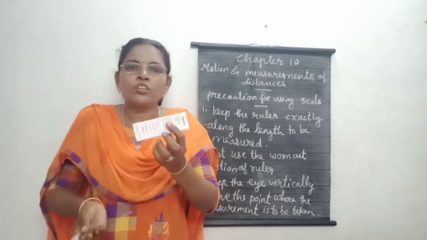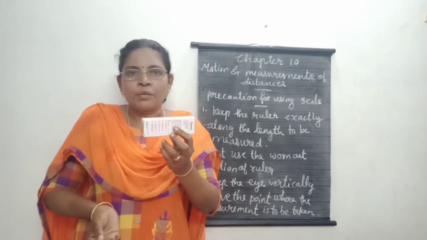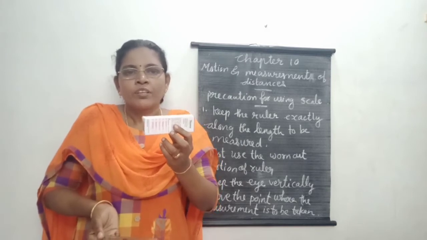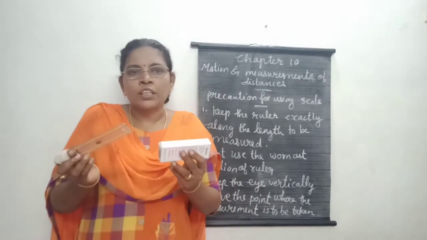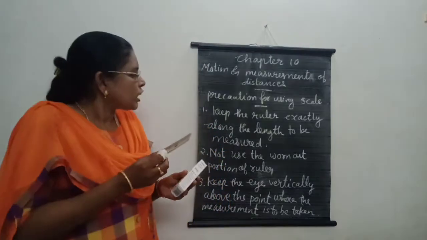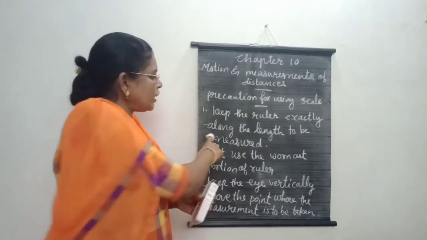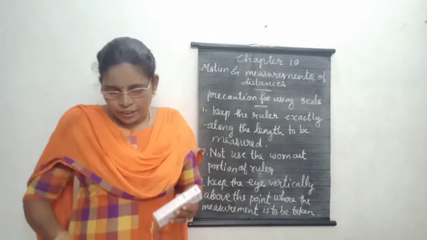So what is the length of this object? 12.5 centimeter. Clear? So what is the first precaution we need to take when measuring an object using a scale? Keep the ruler exactly along the length to be measured. Okay.